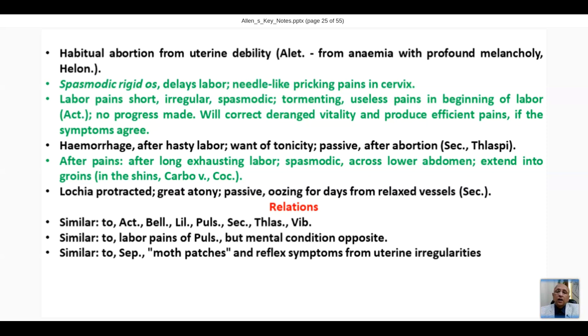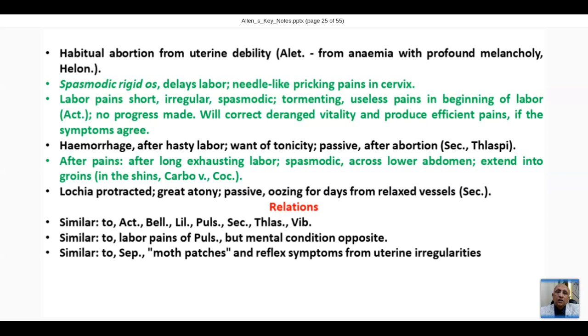They go for a cervical stitch and still there is a problem. We have a good remedy. We see this remedy. And what is there? Habitual abortion from uterine debility. Uterus becomes debilitated. Means what? Your uterus doesn't carry the strength. It doesn't carry the tone to keep that pregnancy alive and stick to it. And that's why the habitual abortions are there.